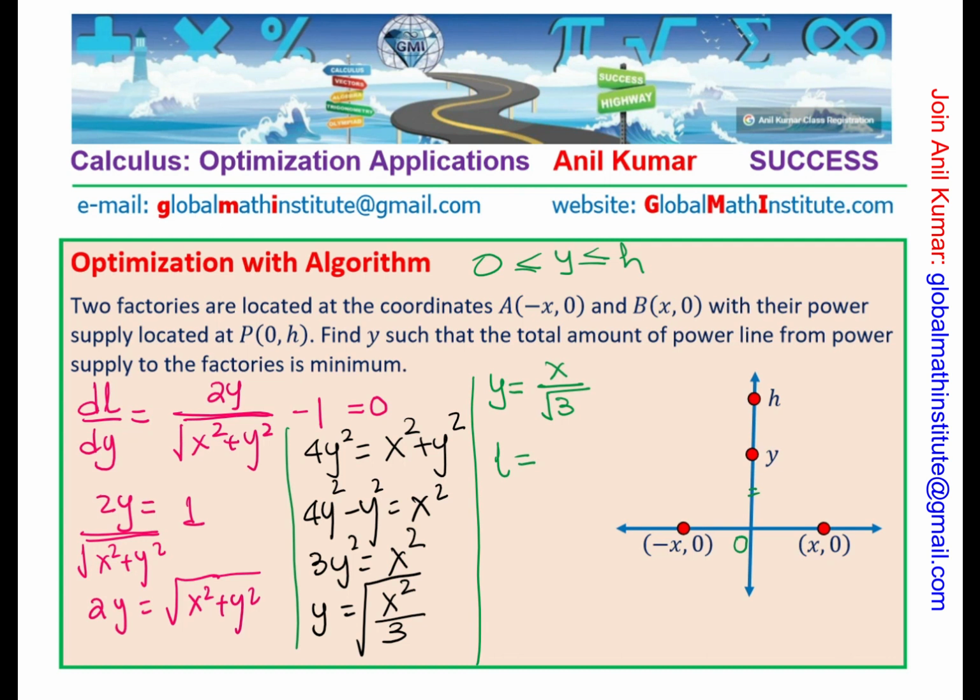So length is given to us, as we just discussed, as h minus y, plus 2 times square root of x square plus y square, right? This is this length, correct?